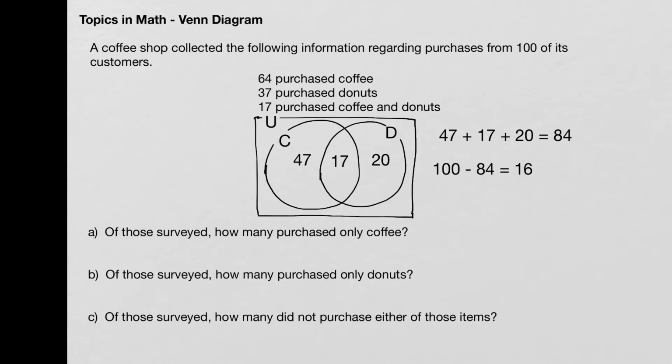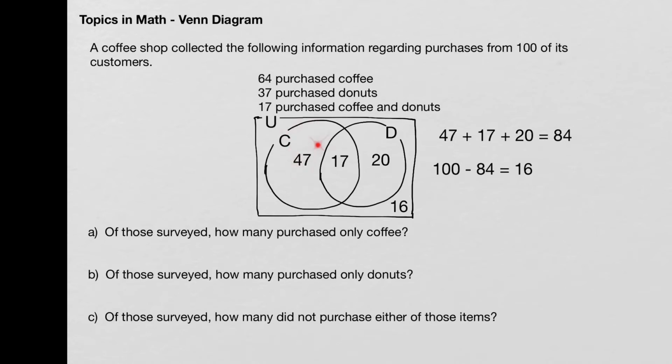So since we have 84 people accounted for, that means that 100 minus 84 gives me 16. So that's 16 people who didn't purchase coffee or donuts. And I put a 16 in the area outside of coffee or donuts. So now I'm ready to solve problems A through C, now that I've gotten all four regions of my Venn diagram accounted for. So it says, of those surveyed, how many purchased only coffee?